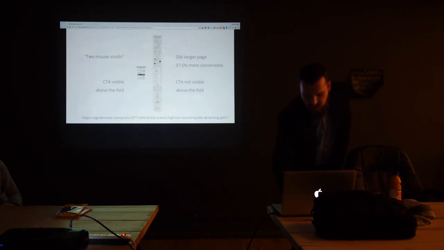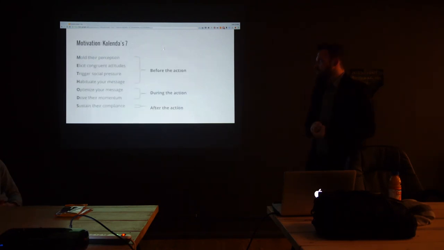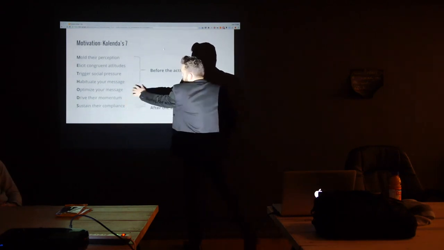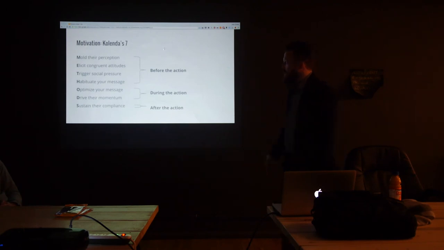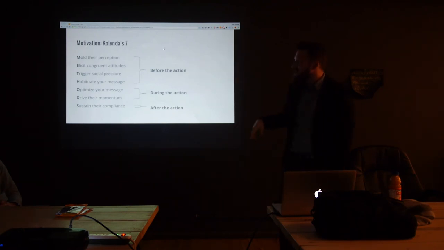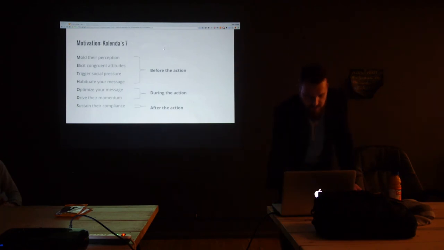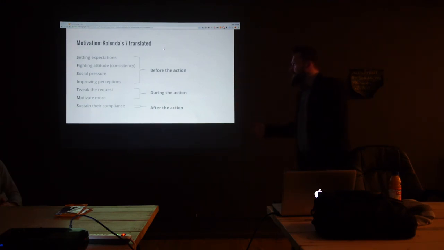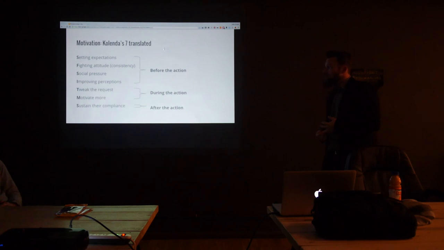Now, that was the first set of tactics that are generally known. During the holidays, I read another book, from Nick Kolenda, and he has 7 things, but actually, if you know anything, you will roll off with the first 4. And again, those things are really difficult to understand. What does it mean, all the perceptions? So I translated it. This is the translated version of Kolenda's principles: setting expectations, fighting attitudes or consistency, the social pressure, improving perceptions, tweaking the requests, motivating more, and sustaining compliance.